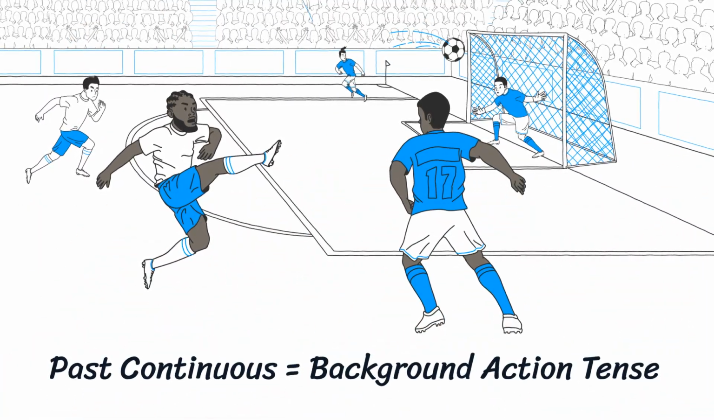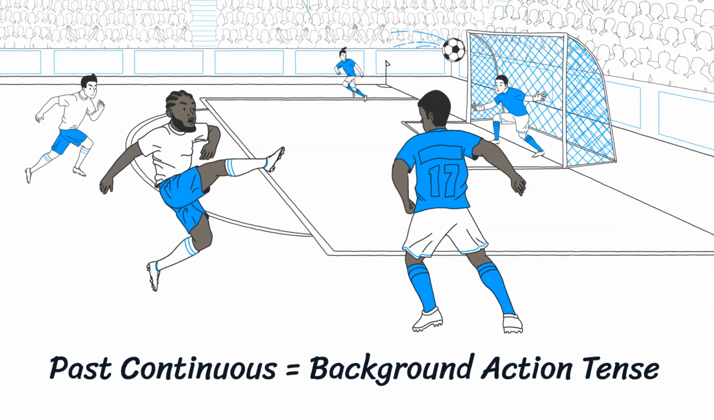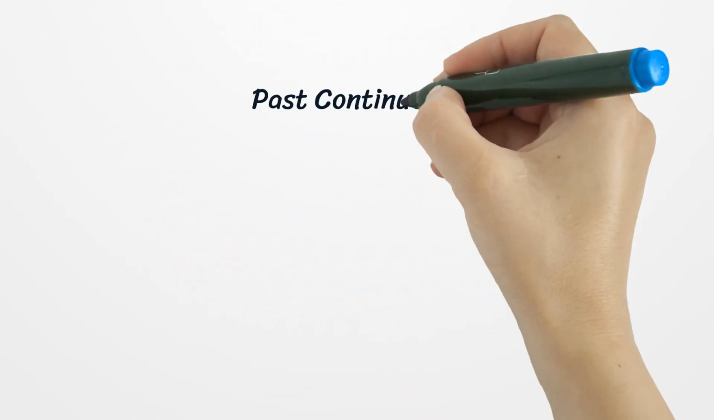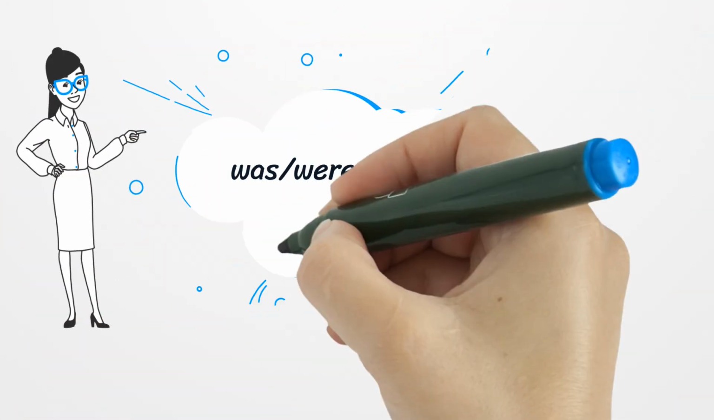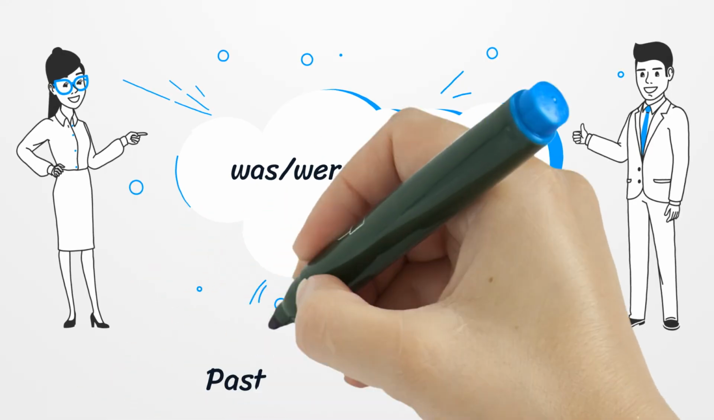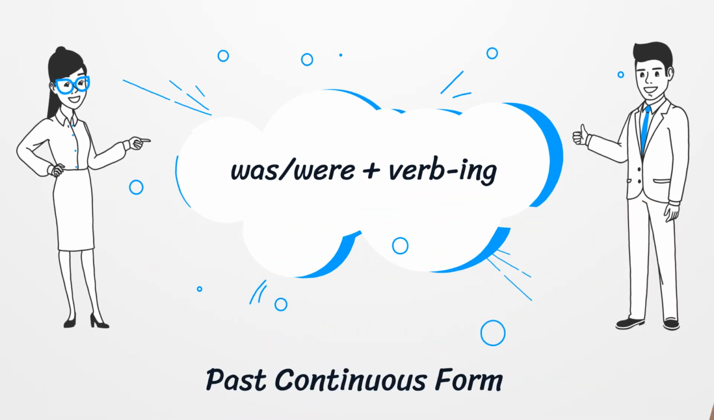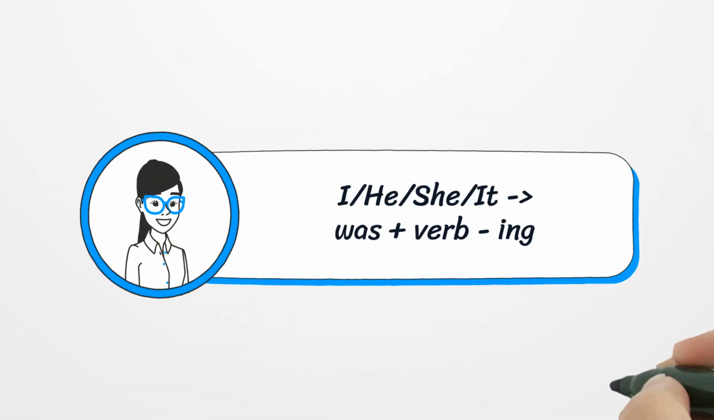The past continuous is primarily the background action tense. We use the past continuous to describe an action that was in progress at a specific moment in the past. It sets the scene. To form past continuous, you add the -ing form of the main verb to the singular past form of to be, was, for I, he, she, and it pronouns.